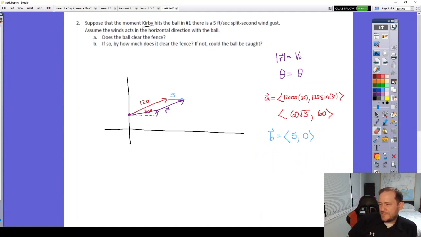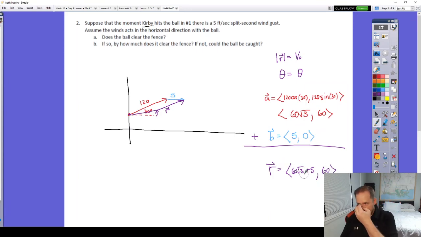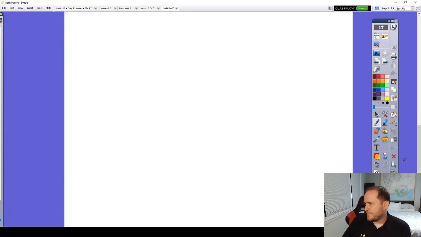So anyway, as you all know, since vectors are on this quiz too, our resultant force, R, is literally just the sum of these. So we know our horizontal component will be 60 root 3 plus 5, whatever that is. And your vertical component will still just be 60. Okay, now that I've got those components, I can find my magnitude and my direction using the same formulas from the vector unit.